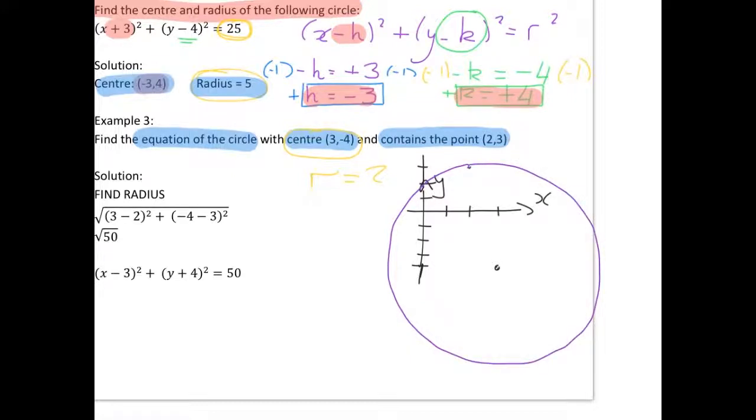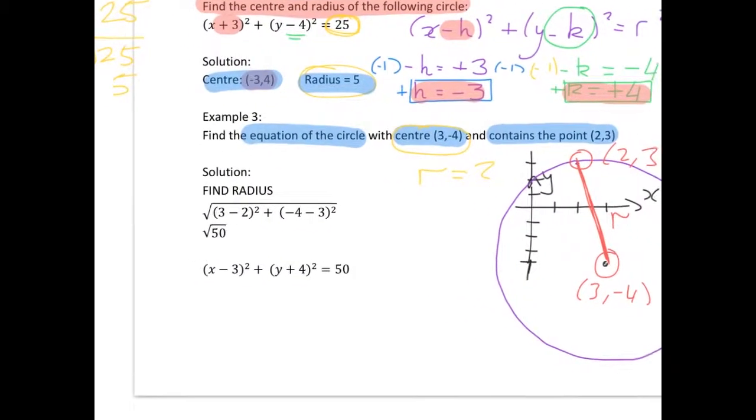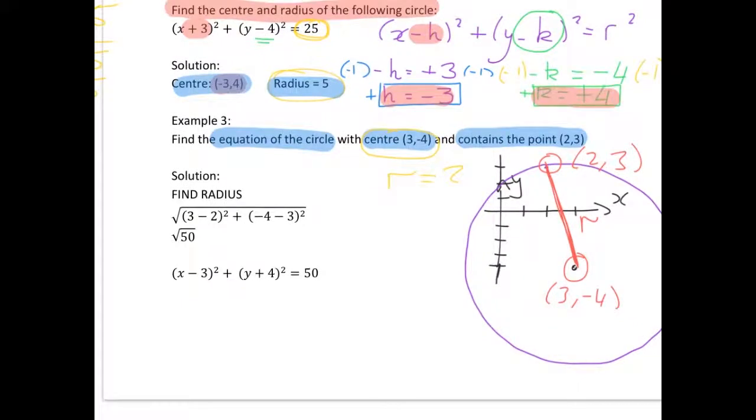To find our radius, we need to look at the distance between our centre and any point on the circle, because the radius is always the same no matter what part of the circle you look at. So if we let this distance be our radius r, we have the values of our two points, (3, -4) and (2, 3), so we can use our distance formula to work out our radius.